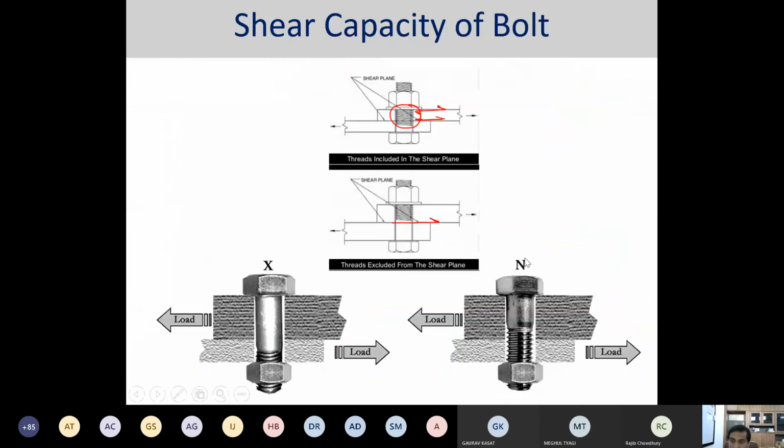So if we go to the next, even though I have drawn over here, it seems to you that there are two shear planes, but you can understand over here because we have already gone through this thing. Oh, this is too irritating.